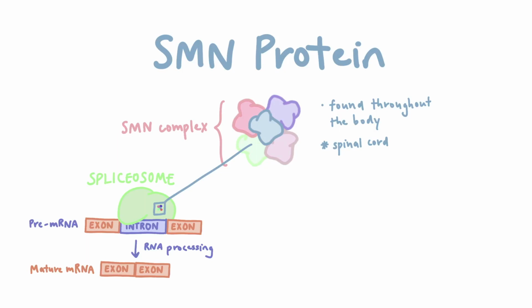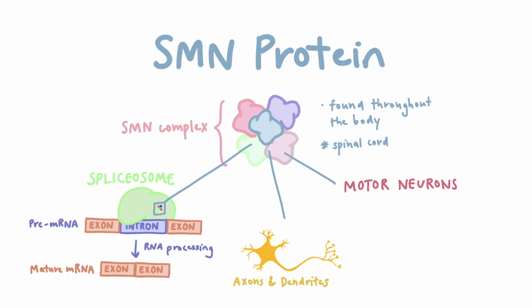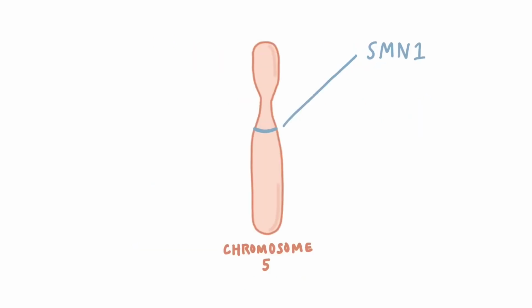The SMN complex is also important for the development of dendrites and axons on nerve cells, which are required to pass signals from and between neurons. The SMN protein is particularly important for motor neurons, however the exact reason is unclear. Without the SMN protein, motor neurons degenerate and die, leading to SMA over time. The good news is that the neighboring SMN2 gene can partially compensate by making some SMN protein.